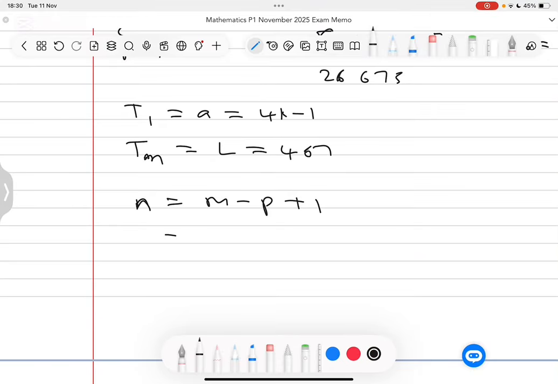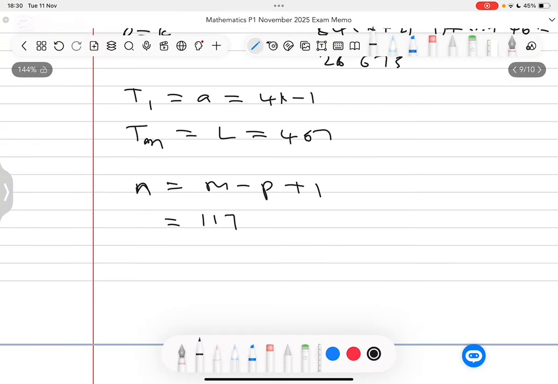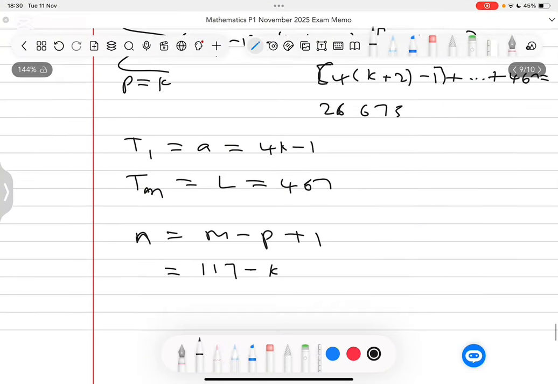Now, after doing this, we know that the upper bound is 117, right? We have it here, it's 117. And we say that the p is a k.